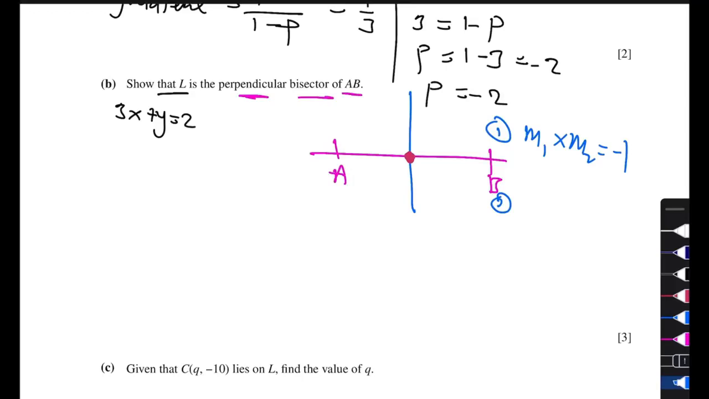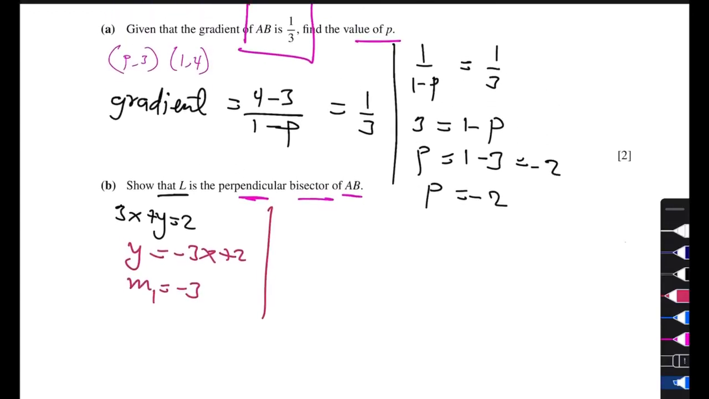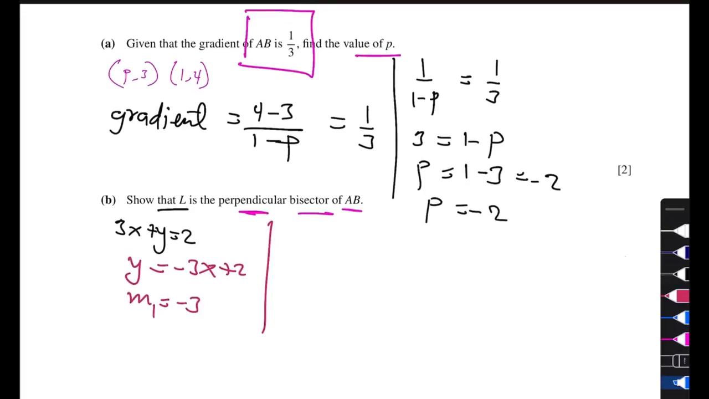Now let's start with the gradient approach. I'm not saying that you should do both, but if you know both, it's cool. In the exam, if one is not working, you can try the other one out. So the gradient of line L, let me call it m1, is -3. And the gradient of line AB, they told us, is 1/3.